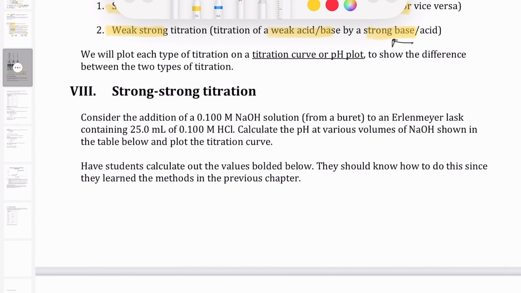And the best way to go about discussing titration is really to do calculations. All the calculations that I'm going to show you here are really calculations you've learned in your prior chapter on acid-base equilibrium, as well as some buffer calculations, which is something you learned earlier in this chapter.